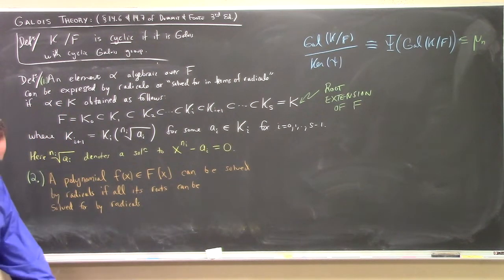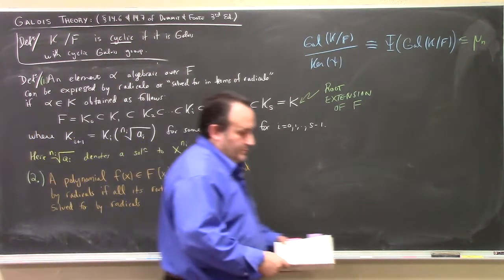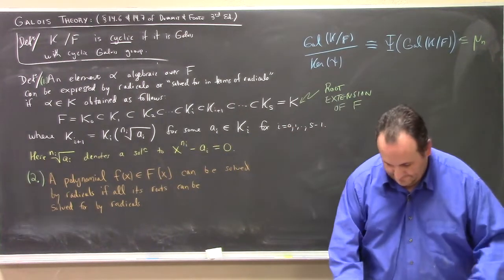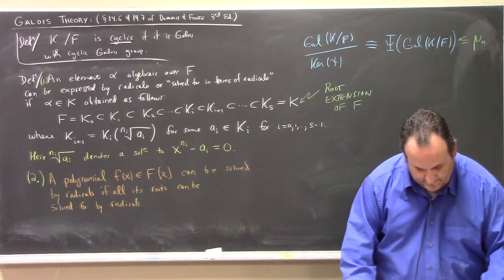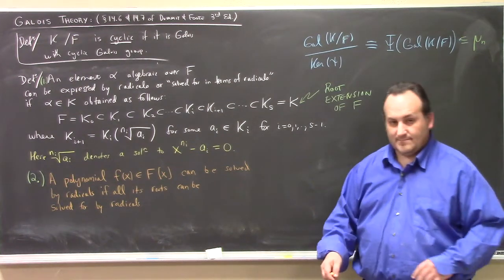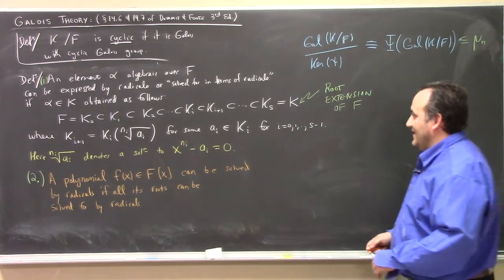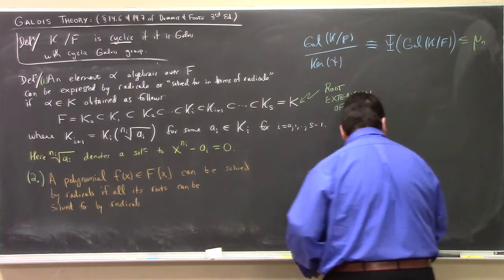I'm not sure how this proves that the 17-gon is constructible. But yeah, we're getting there.